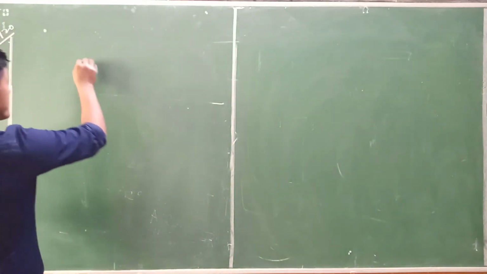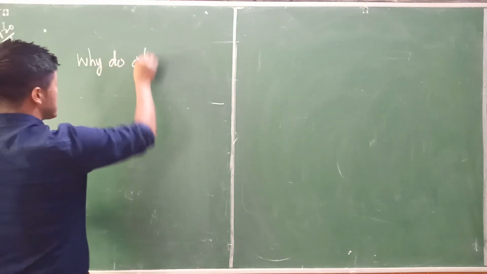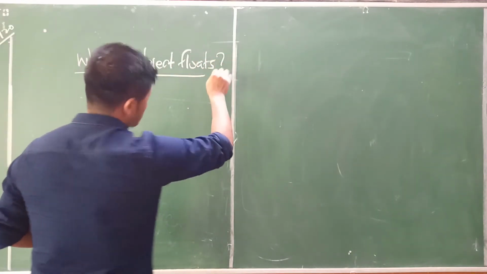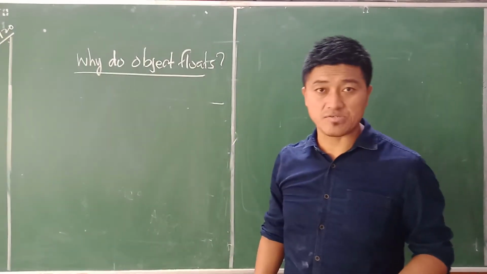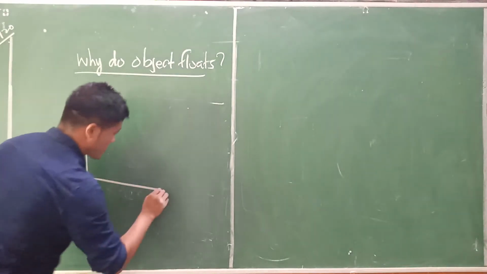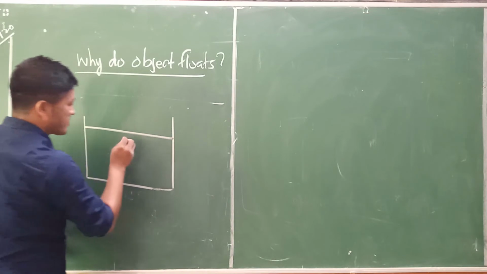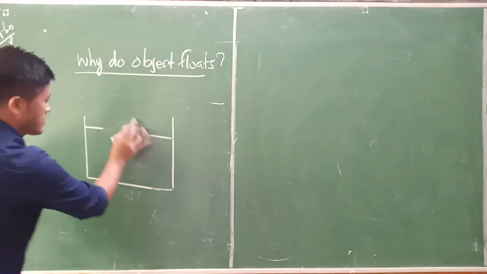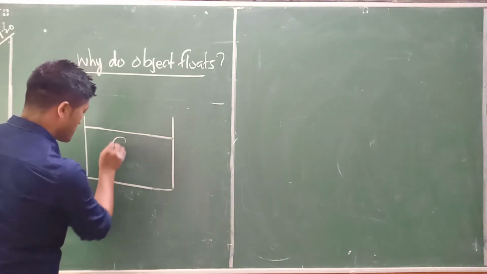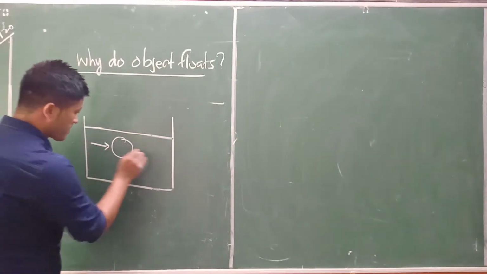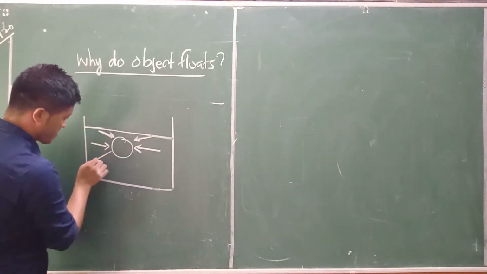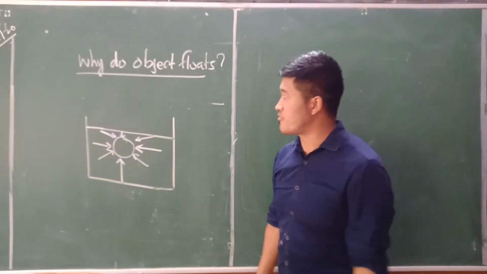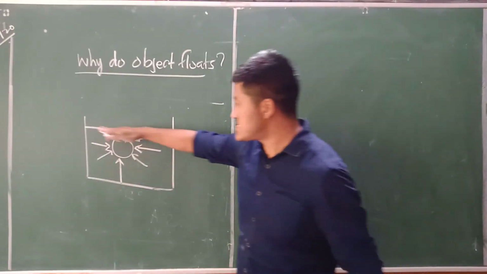Okay, so there is one question here. Why do objects float? I guess many of you have your own answer regarding that, right? Okay. So that is the question over here. Why do objects float? Now as you can see, this is the surface here.